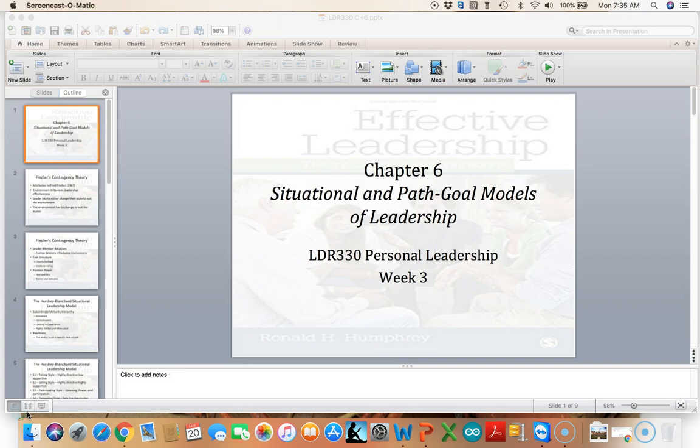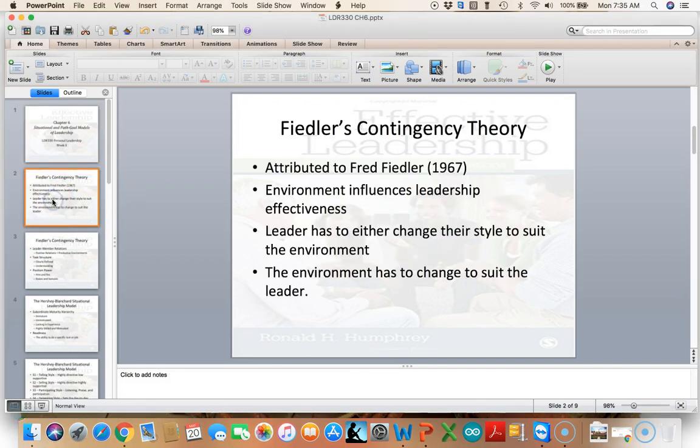Now we're going to be going over situational and path goal models of leadership. We begin this with Fiedler's contingency theory. This was attributed to Fred Fiedler in 1967, and he postulated that environment influences leadership effectiveness. A leader either had to change their style to suit the environment, or the environment had to change to suit the leader.